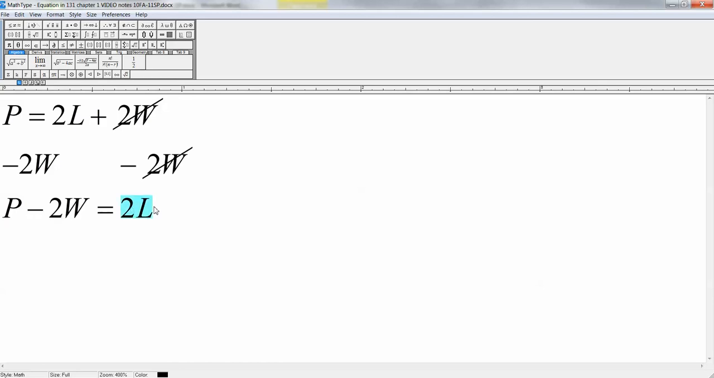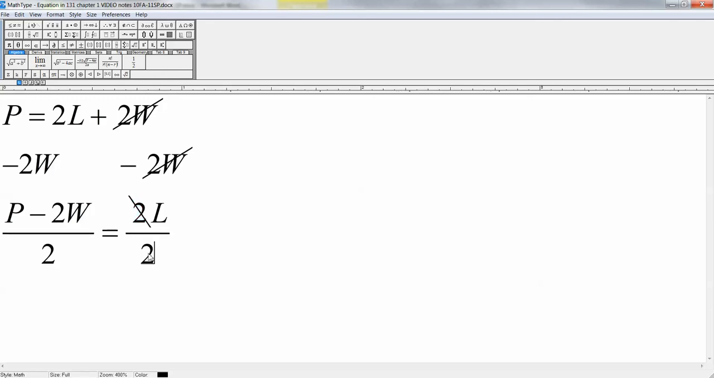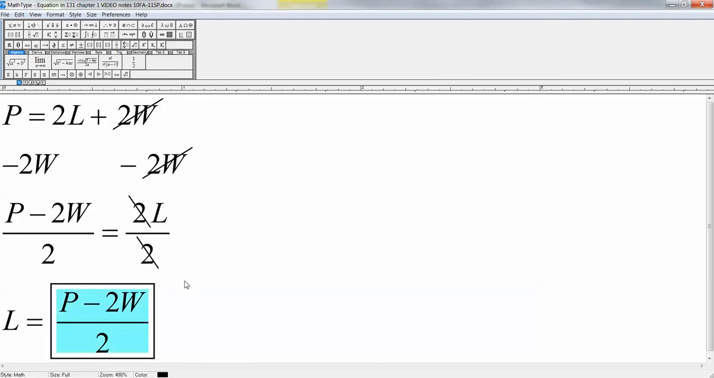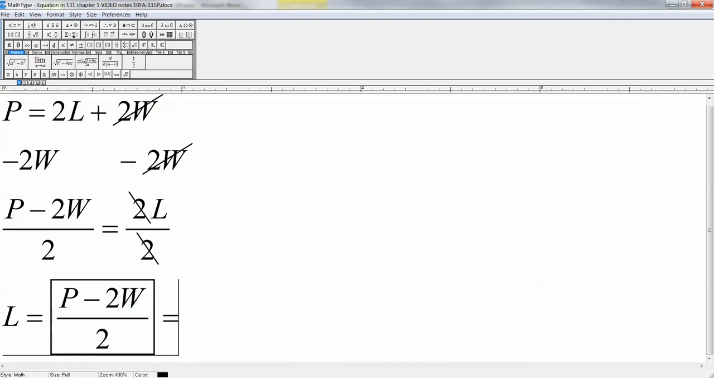Now you divide both sides by 2 to get the 2 out of there, right? Because this then will go away, like that. Okay, so that leaves you L is equal to, I'm just flip-flopping the order here, p minus 2w over 2. Now that is totally okay with me as an answer. If I was having you do this, that would be fine.